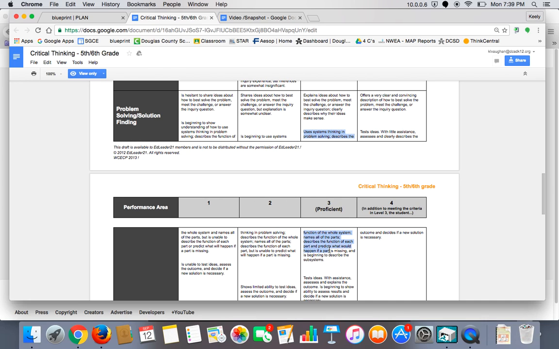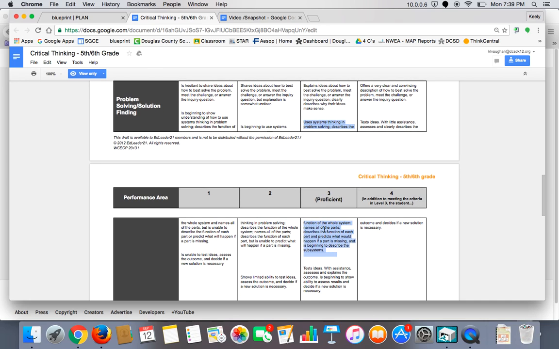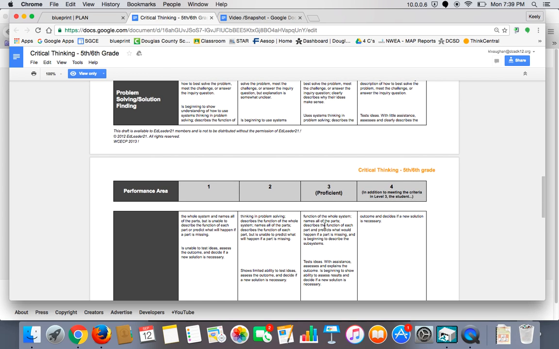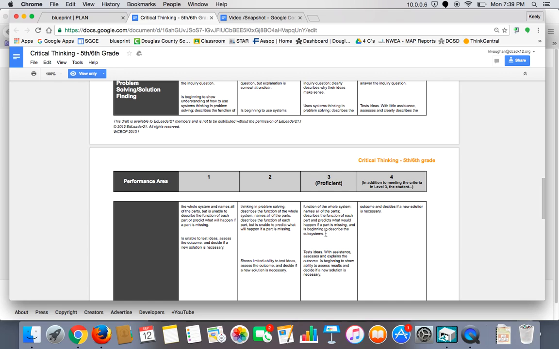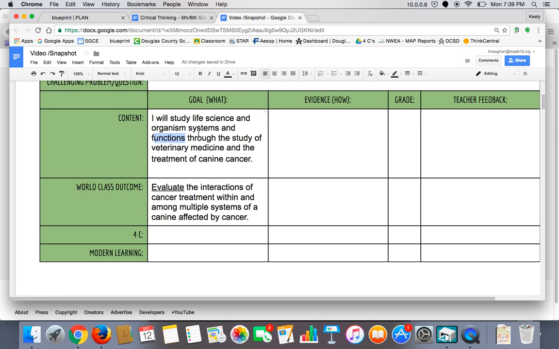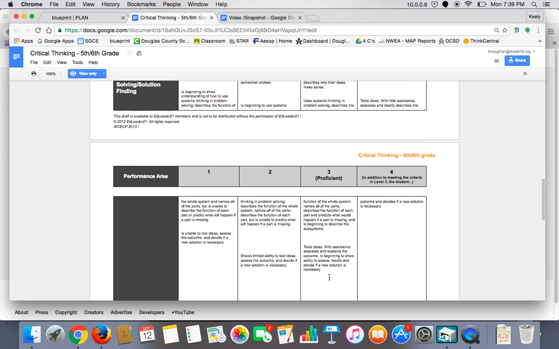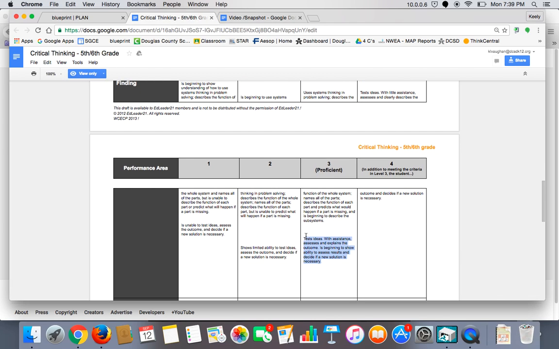When I look at use systems thinking and problem solving, and I'm looking at describing how each part is affected and how each function is going to be impacted by the treatment of canine cancer, I feel like I'm already going to be doing that through my content and my world-class outcome. So while I don't know that I can do this yet, I think I'm going to be achieving it through these 2 goals. So I want to make sure that I'm stepping up something that is challenging for me. And that's going to be test ideas.